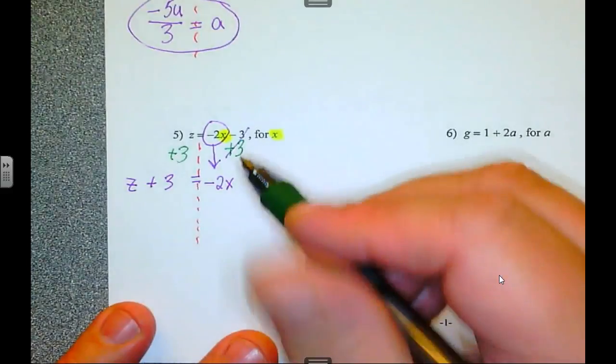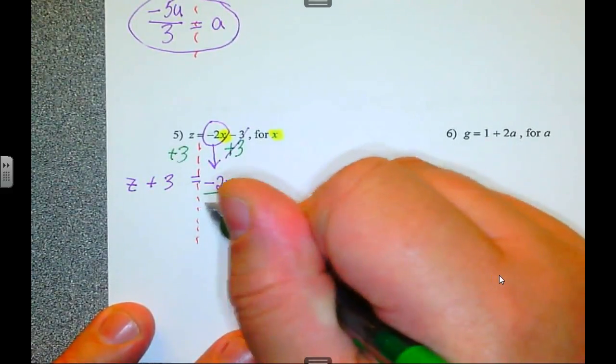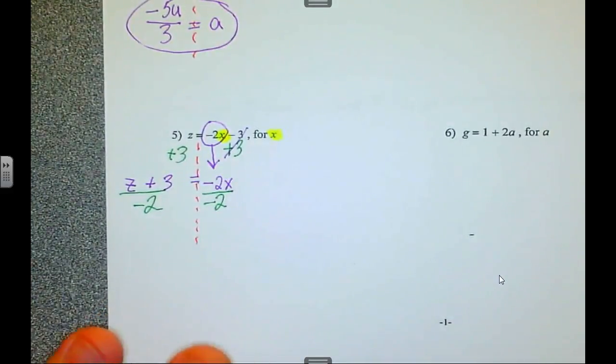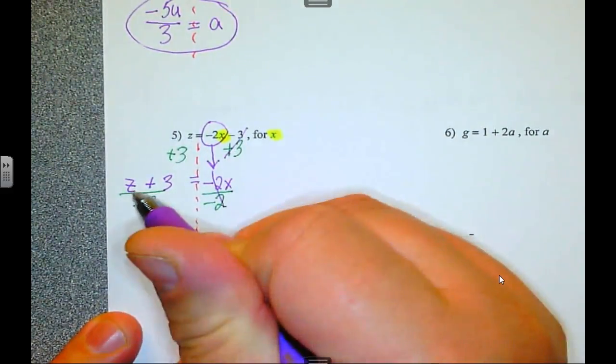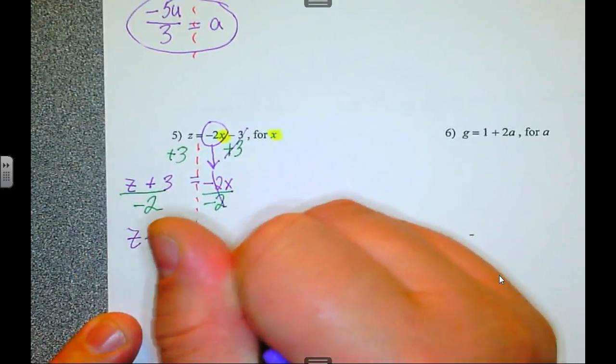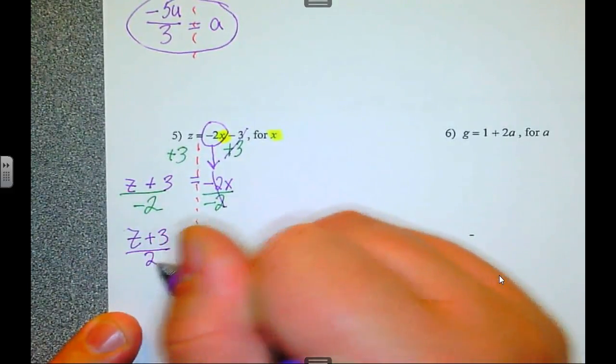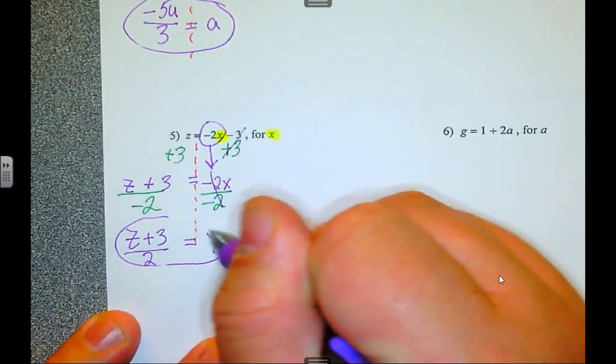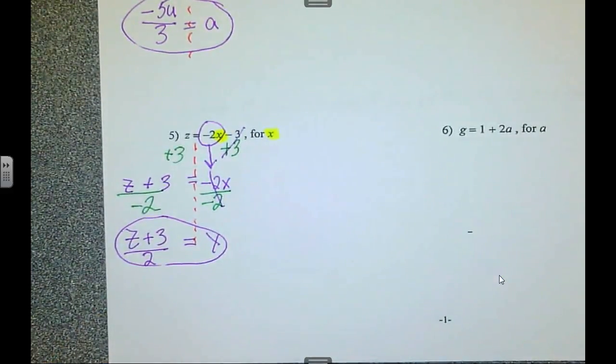Okay, I'm going to divide both sides by negative 2. So I get z plus 3 divided by 2 equals x. Yeah, it's not too bad. It works.